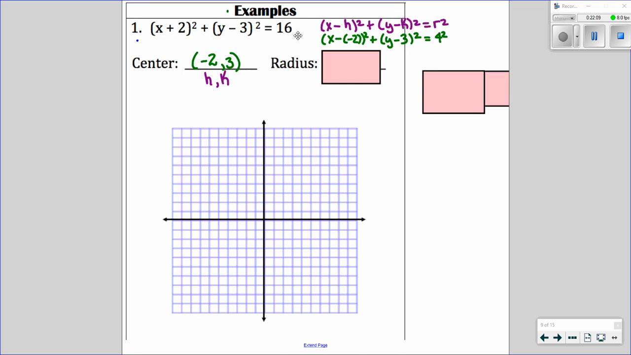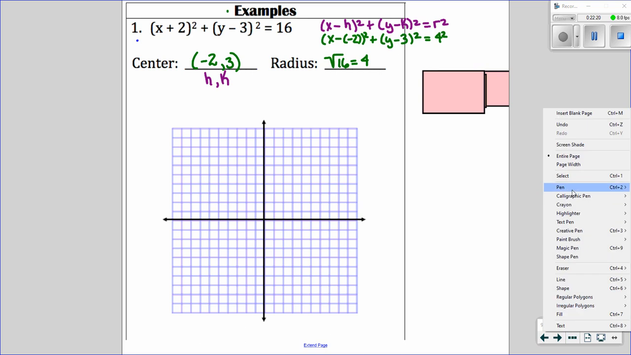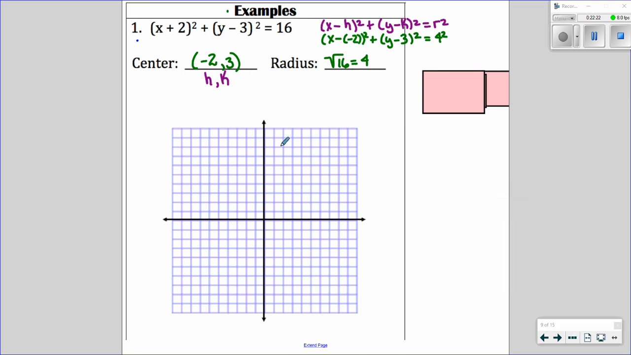Wherever you have a full number, do the square root and see if it gives you a perfect square. In this case, it's 4, so my radius is 4. Since I have those two pieces of information, I can make my graph of the circle. So (-2, 3) is my center, and then my radius is 4.